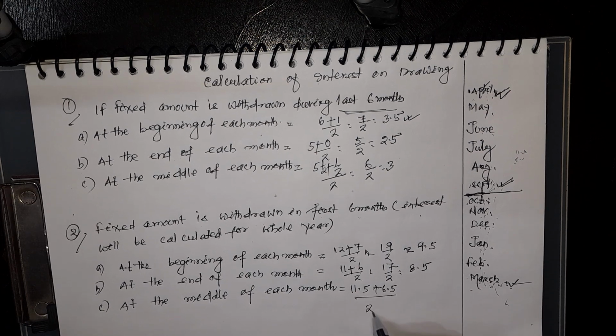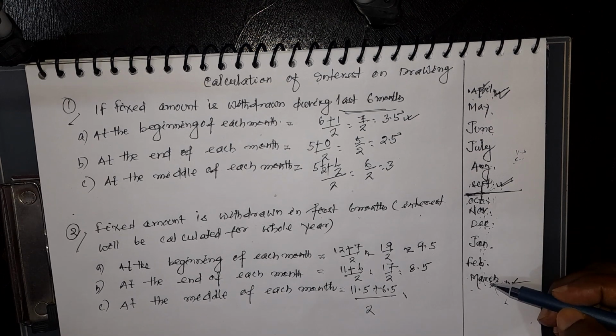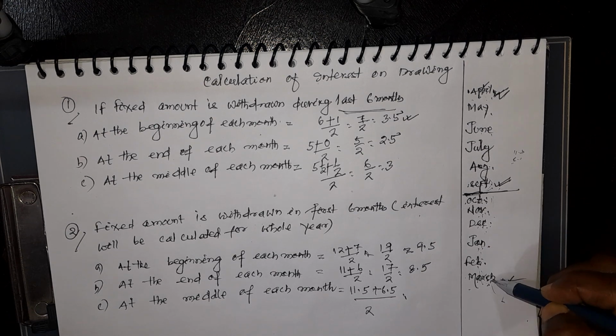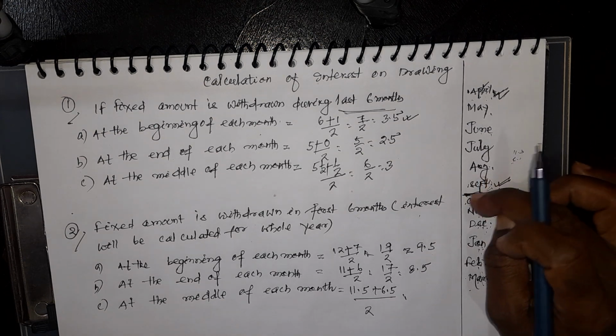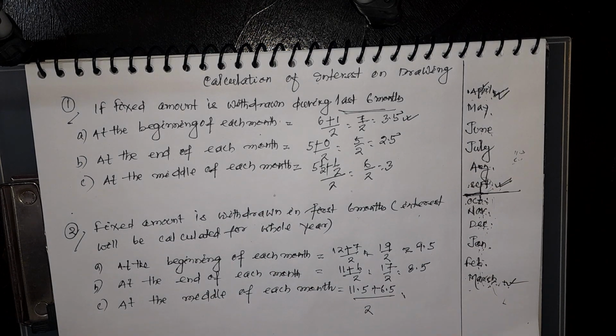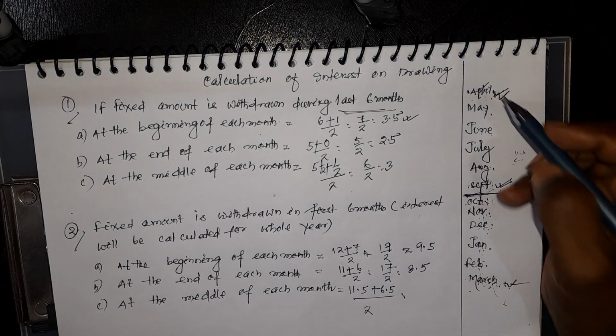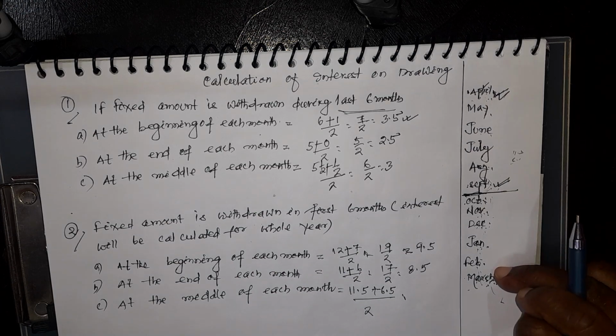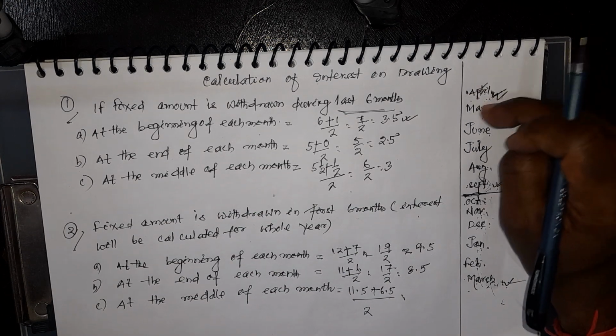6.5. Clear? How 6.5 you see now? October to March: 1, 2, 3, 4, 5, 6. 6 months plus September half month. 6.5. And how I wrote 11.5? You see now, April, half month. From May to March, that is 11 months plus half month.